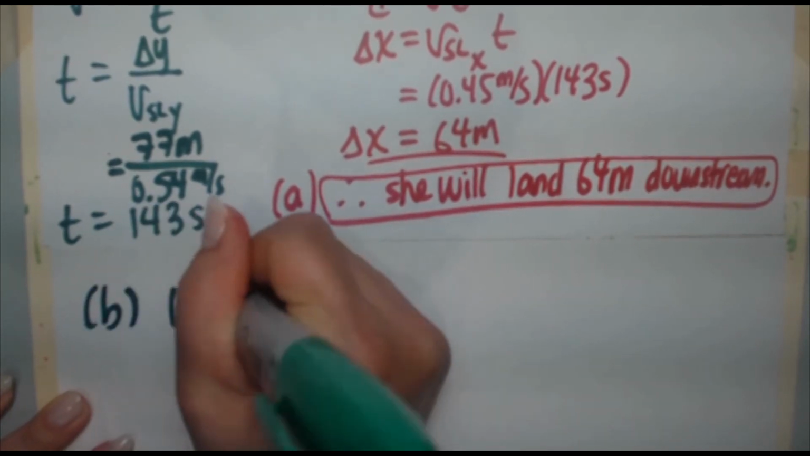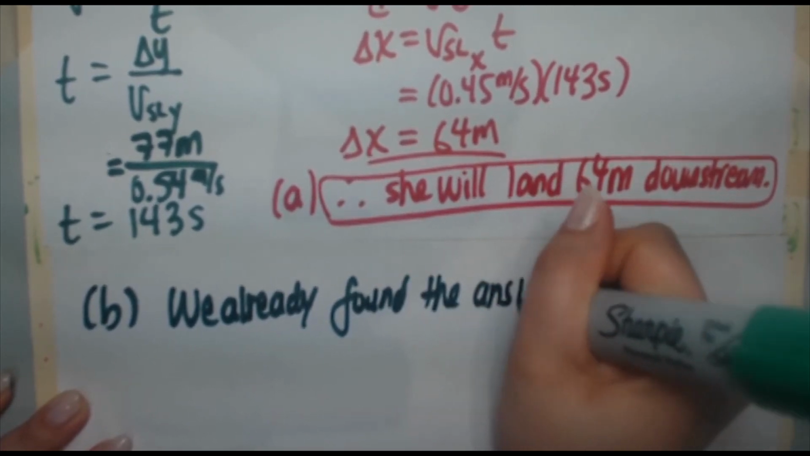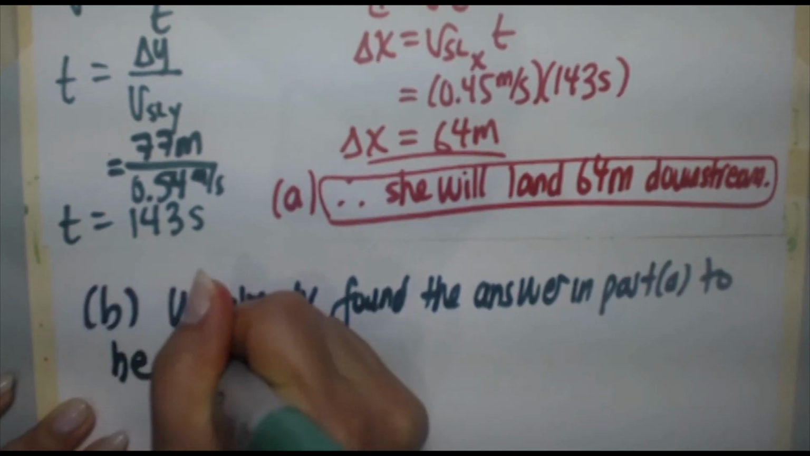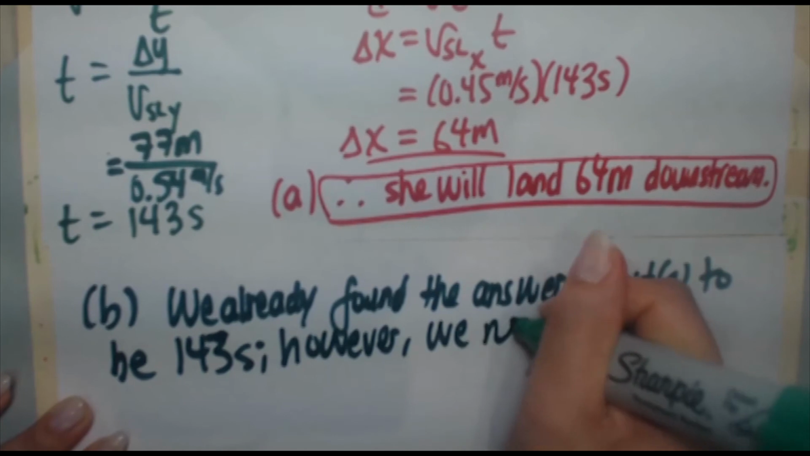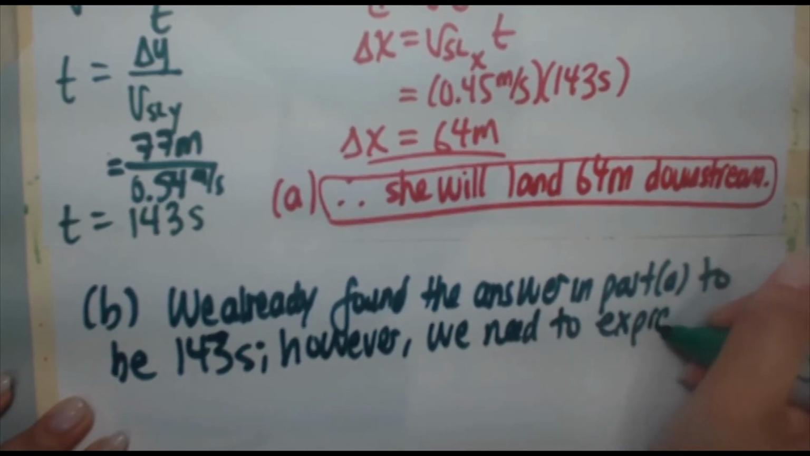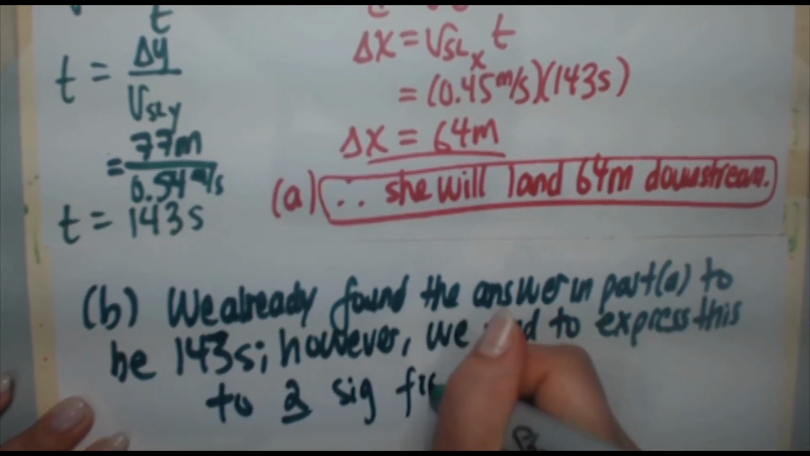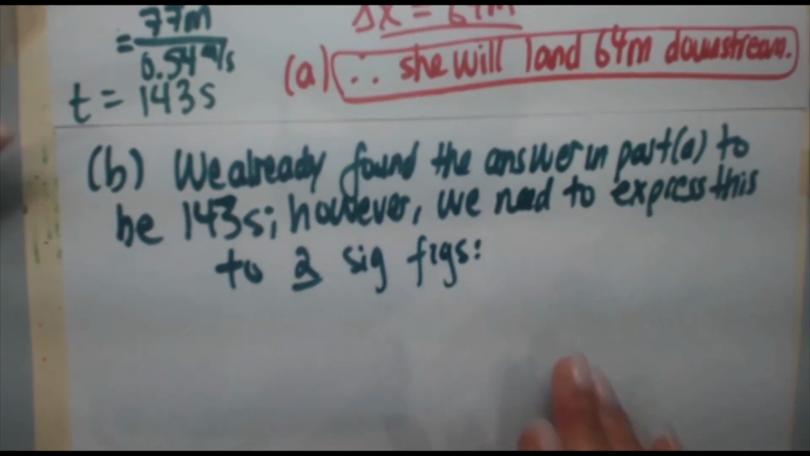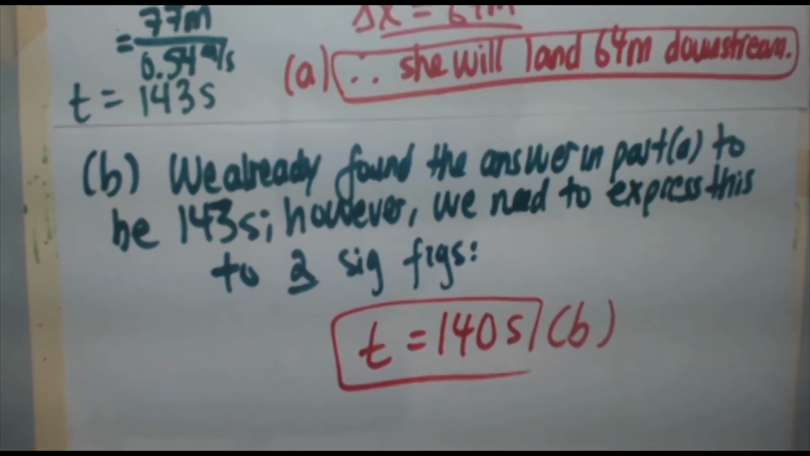Okay, so we already found the answer in part A to be 143 seconds. However, we need to express this to 2 sig figs, because our original problem is significant to 2 sig figs. Okay, so 143, if you give that to 2 significant figures, you're going to get 140 seconds. So time equals 140 seconds. And there is your answer to part B.